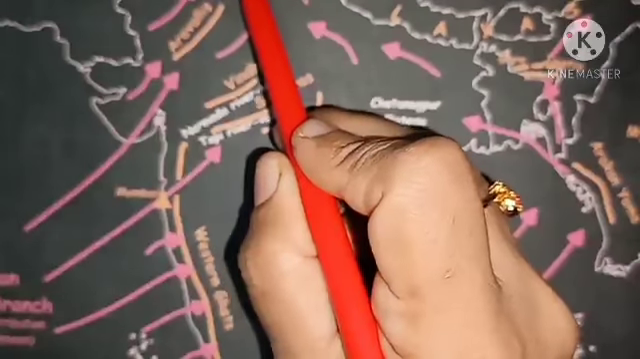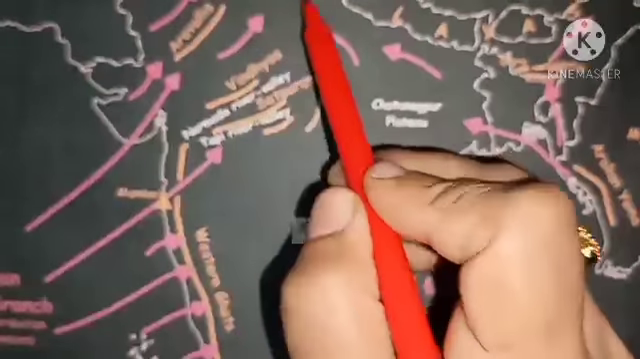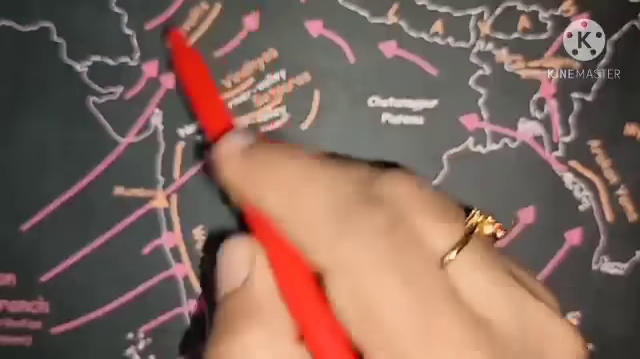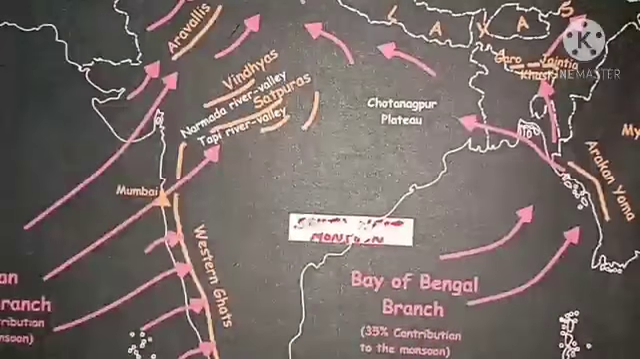Okay. The Ganga plain and such places is where the Arabian Sea branch reaches. So, understood about the Arabian Sea branch.